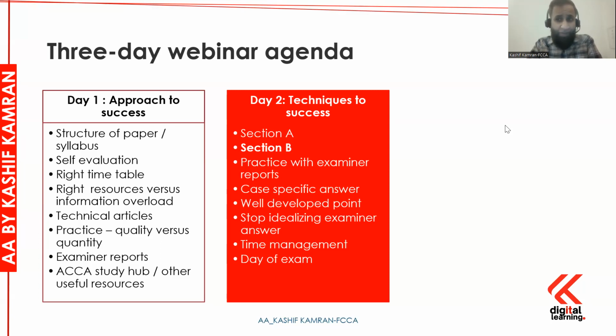Well-developed point, again, very crucial for Section B. Stop idealizing the examiner answers. We look at the pros and cons of idealizing the examiner answer today. Time management, that's utmost important. Nazuza was asking me a question, can we start with Section B first and Section A after? In that case, the time management will play a crucial part. We'll come to that. And what should you do on the day of exam, particularly if you get something you don't know? How would you deal with it?